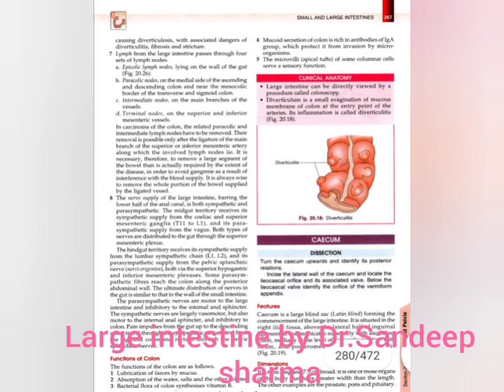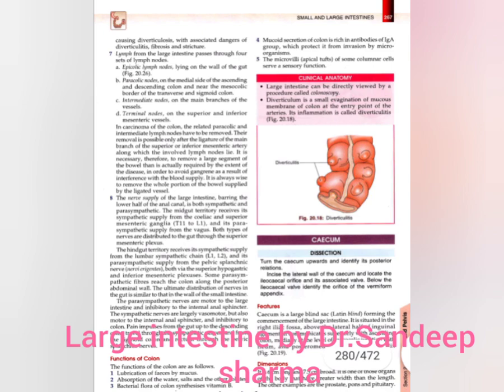Now, general clinical anatomy of the large intestine. The large intestine can be directly viewed by a procedure called colonoscopy, and a diverticulum is a small invagination of the mucous membrane of the colon at the entry point of the arteries. So its inflammation is called diverticulitis. In the diagram you can see what diverticulitis is, and whenever infection occurs in this diverticulum, it will be called diverticulitis. As the term denotes, inflammation of any part is called itis. So if it is attached to diverticulum, it will be called diverticulitis.